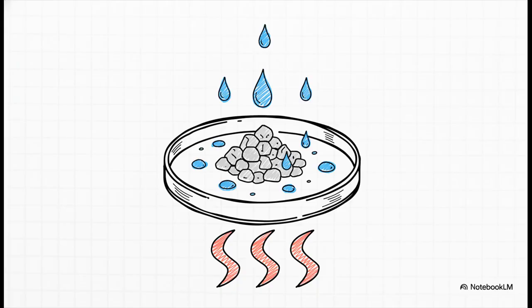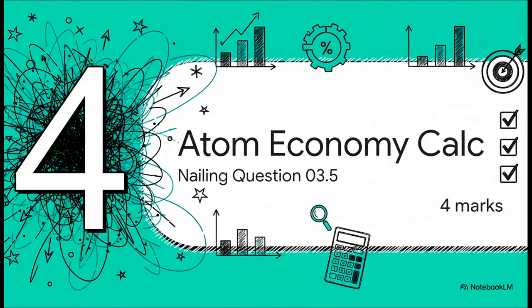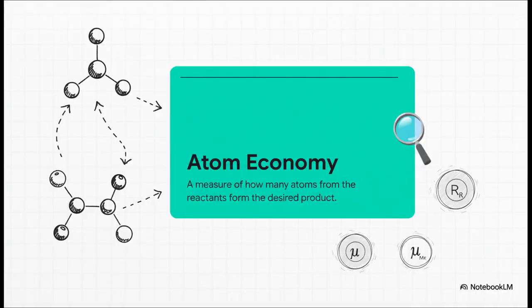Super straightforward. Okay, everybody, take a deep breath. It's time for the main event. Section 4, Calculating Atom Economy. This is the big one, a 4-mark calculation, so let's break it down step by step and make sure we collect every single point. First, let's just be clear on what atom economy even is.